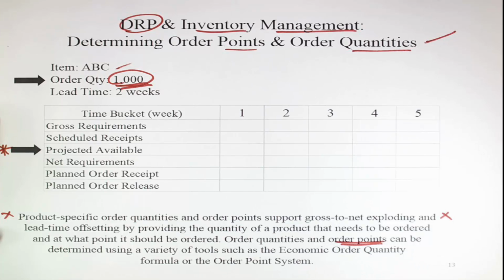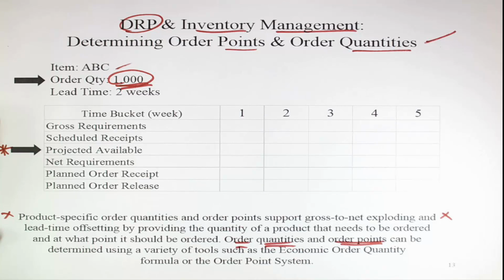That's what we mean by an order point. So gross to net exploding, lead time offsetting, very important. They work hand in hand with order quantities and order points to execute the entire activity. We've discussed gross to net, of course, and lead time offsetting in some detail, so we're going to continue to focus on these points here. You can determine order quantities and order points using a variety of tools such as EOQ or the order point system. There are other tools. We aren't going to go into all of them, but we will illustrate EOQ as well as examples from the order point methodology.